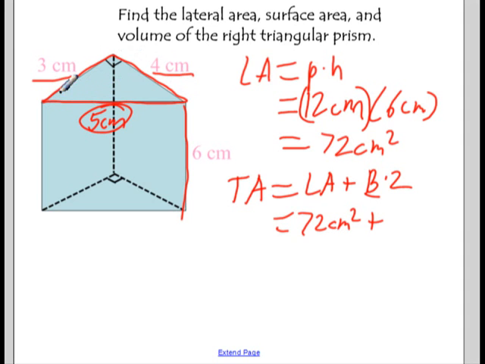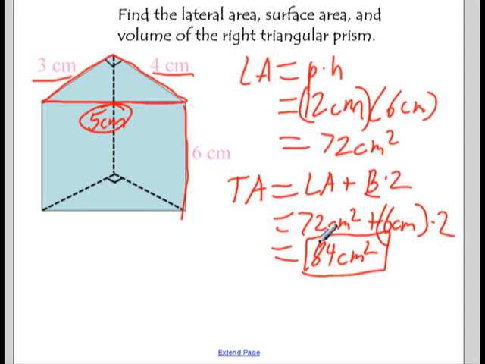I'm not trying to trick you here. So 3 times 4 is 12. Half of 12 is 6. So the area of the base is 6 square centimeters. But there's 2 of them, so we have to multiply by 2. So that's 72 plus 12, which is 84 square centimeters.